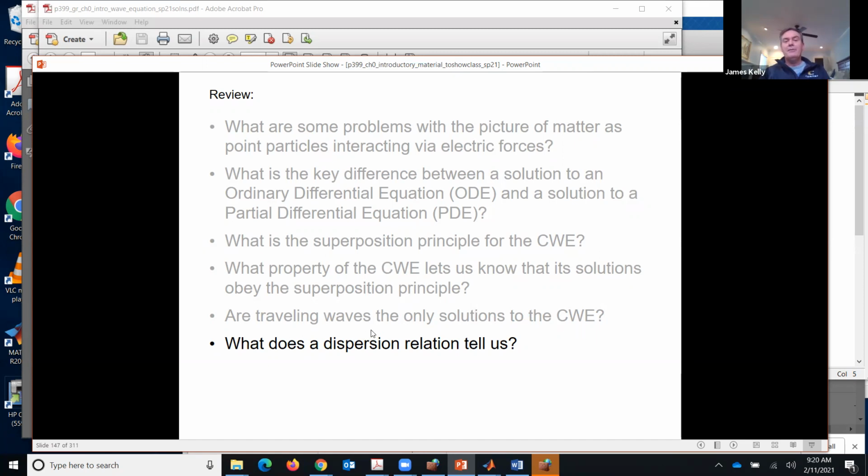Alvis, are traveling wave solutions the only solutions to the classical wave equation? Okay, admittedly, this is more intuition, but I'm thinking no, that they're not the only solutions. That's right. They are very special solutions, ones that have peaks and valleys just moving along uniformly.